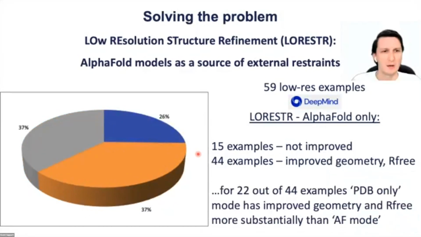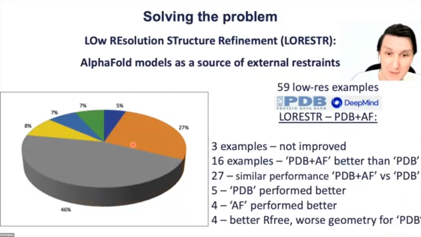But I need to say that for 22 out of these 44 structures, using the PDB database showed superior performance, even better geometry and lower R factors. But this also means that for 22 out of 59 structures, external restraints generated from AlphaFold models outperform those from PDB experimental structures. Okay, here we have a 50-50 situation, and the next question is, what if we use both databases simultaneously and mix experimental structures from the PDB with AlphaFold models? Yes, that worked quite well.